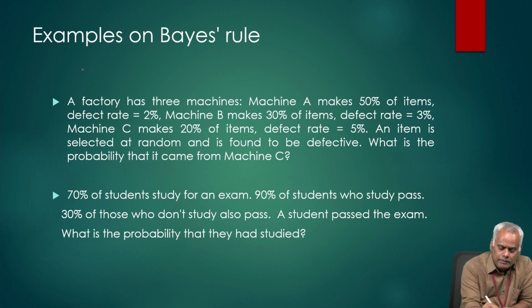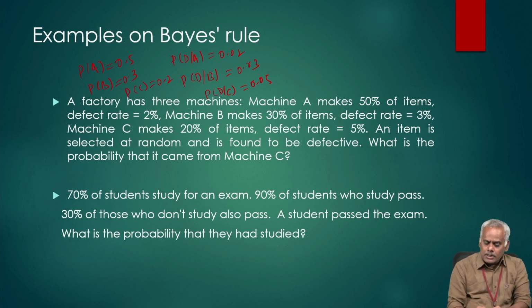So, probability of A is 0.5, probability of B is 0.3, and probability of C is 0.2. Probability of D given A is 2%. Probability of D given B is 3%. And probability of D given C is 5%.